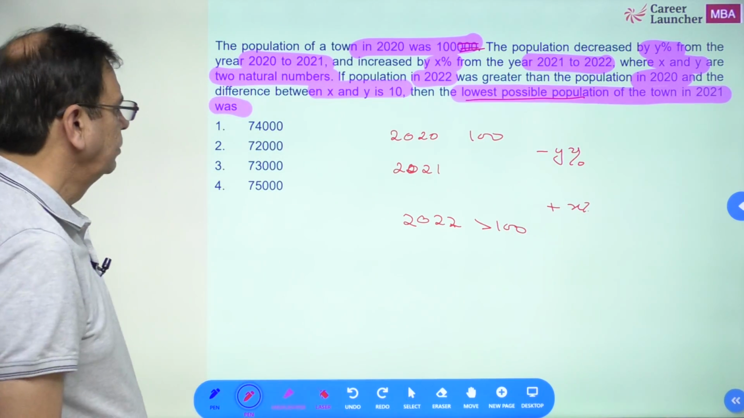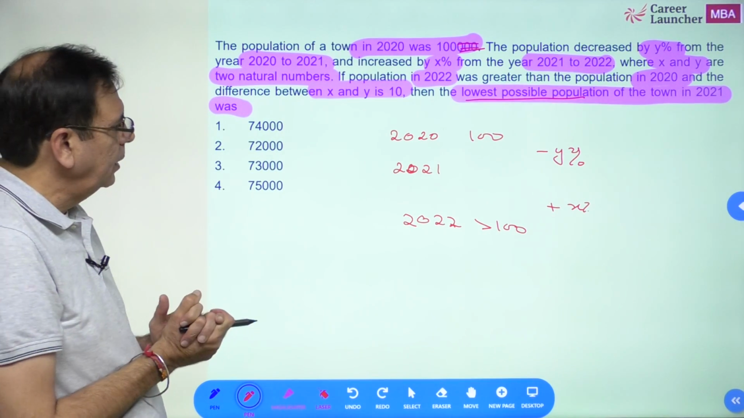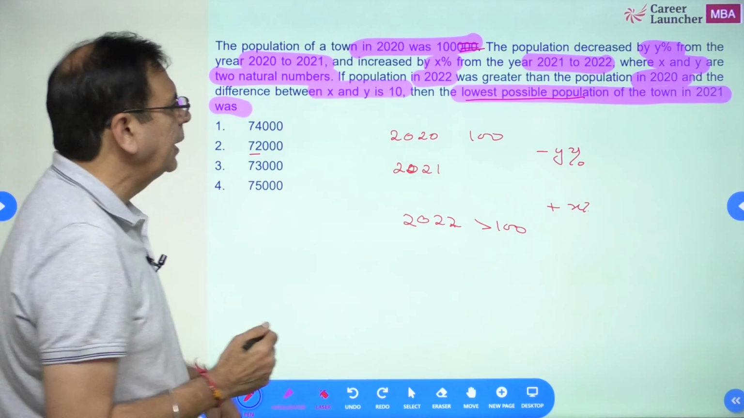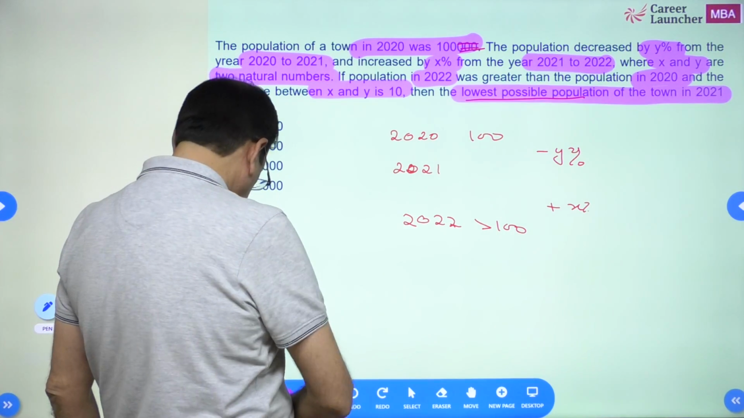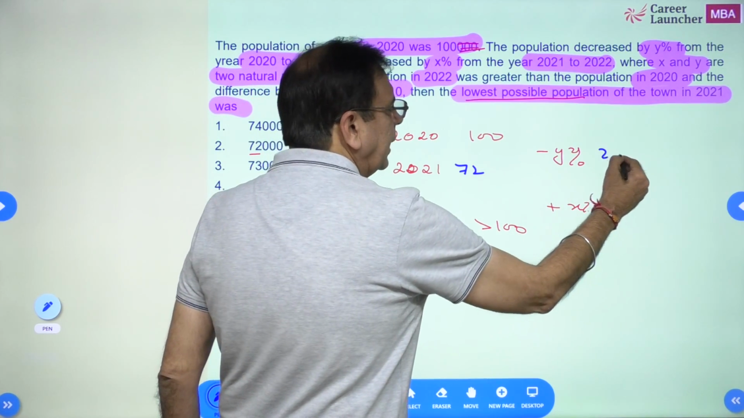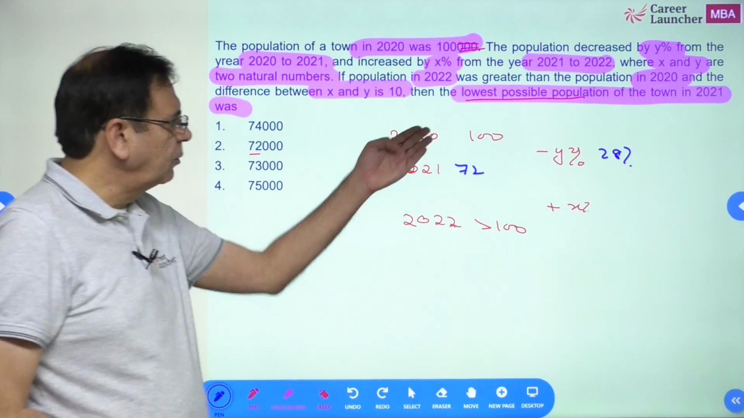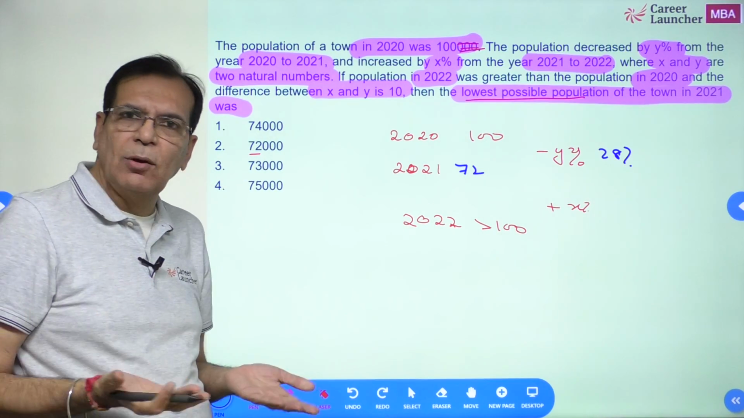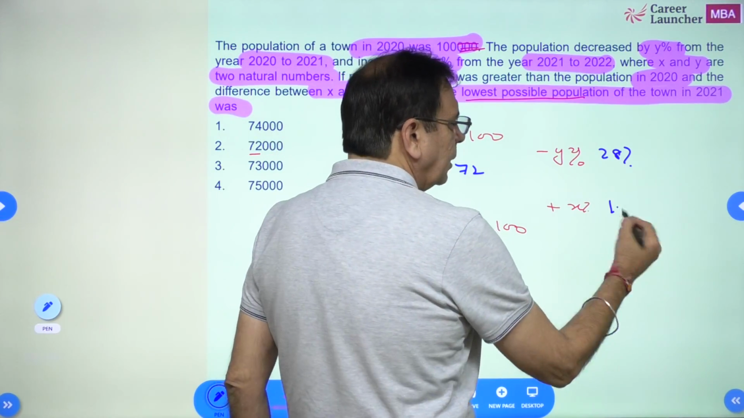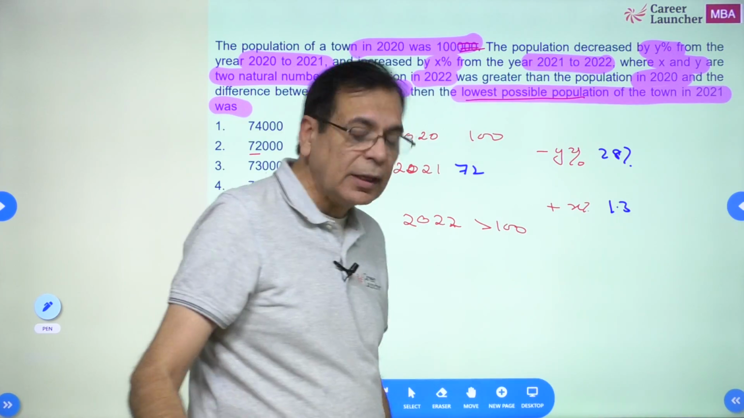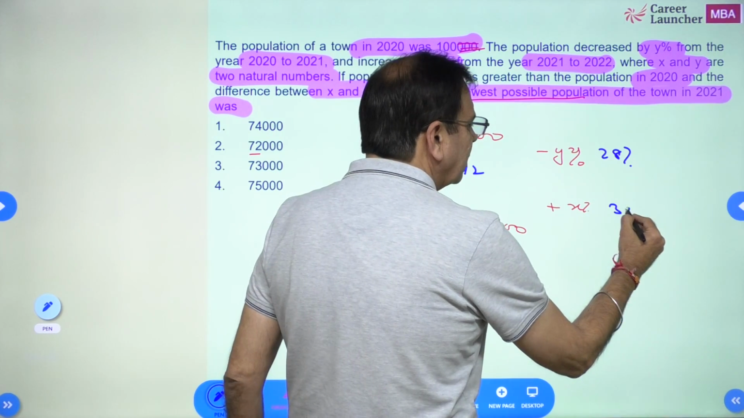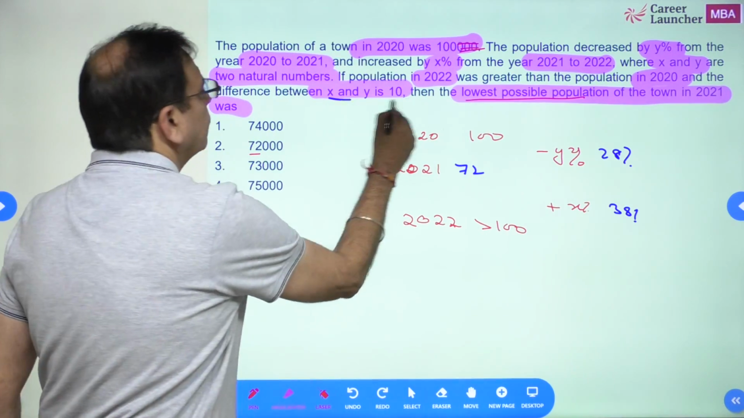Okay. Now, let's look at the choices. What is the smallest choice? 72. Okay. If this is 72,000, let me change the color. अगर ये 72 है, that means y should be equal to 28%. अब 100 से 72 गया है, it is a decline of 28%. That means what should be x? It should be 38%. 1.38 से तो multiply करना होगा, but that means it is 38% because it is given.